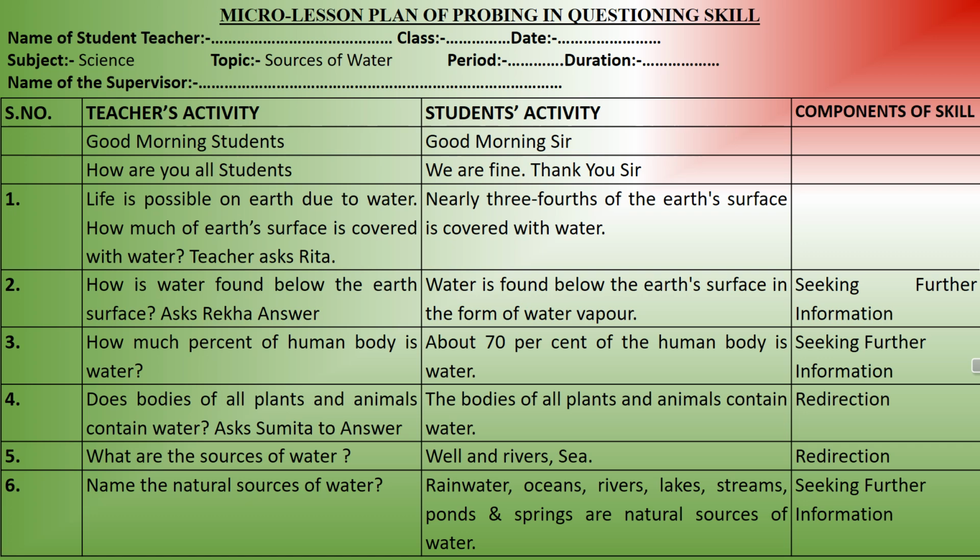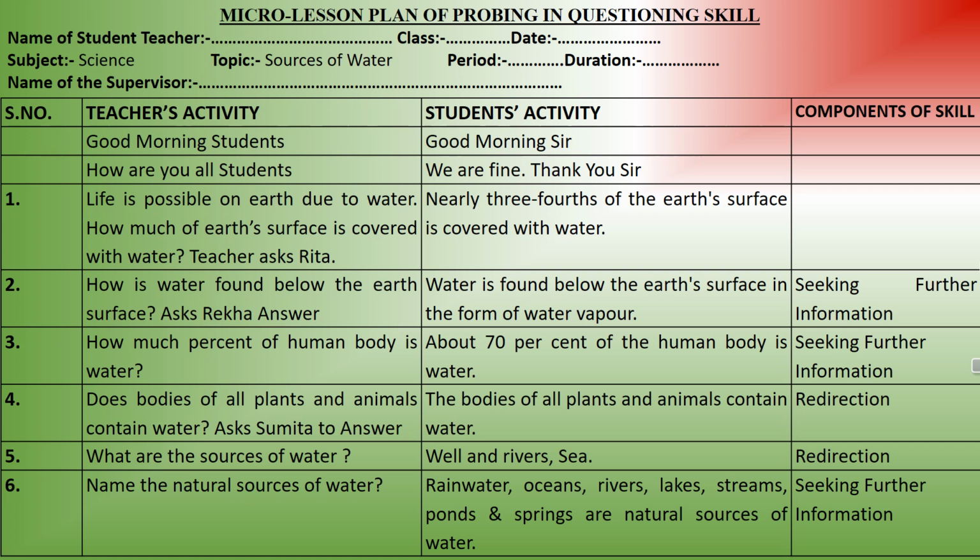The teacher will ask Sumita, does bodies of all plants and animals contain water? Sumita will answer that bodies of all plants and animals contain water. The component used is redirection. The teacher will ask the next question, what are the sources of water? The students will answer wells and rivers and sea. The component used is redirection.